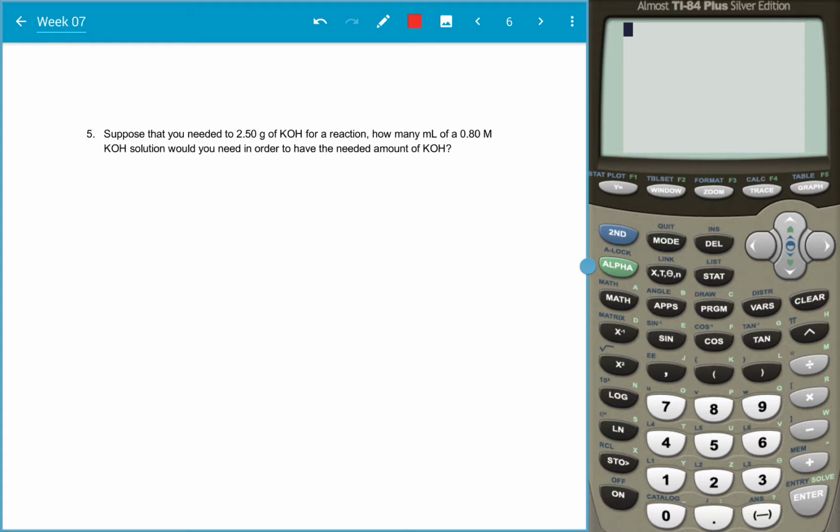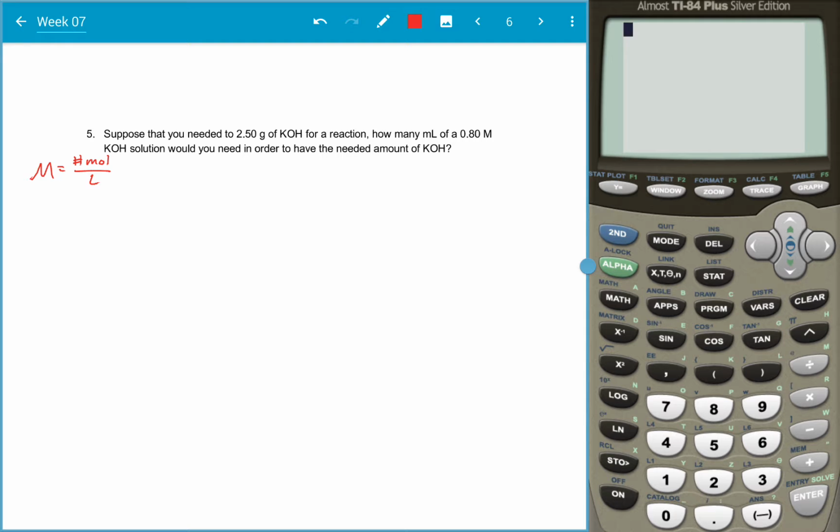Suppose that you needed 2.50 grams of potassium hydroxide for a reaction. How many milliliters of a 0.80 molar potassium hydroxide solution would you need in order to have the needed amount of potassium hydroxide? The first thing I'm going to look for in this problem is my concentration unit, which is in molarity. So, molarity equals the number of moles divided by liters.